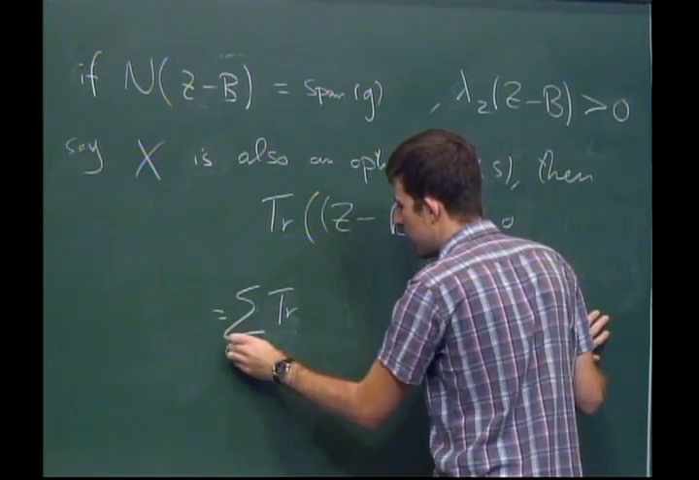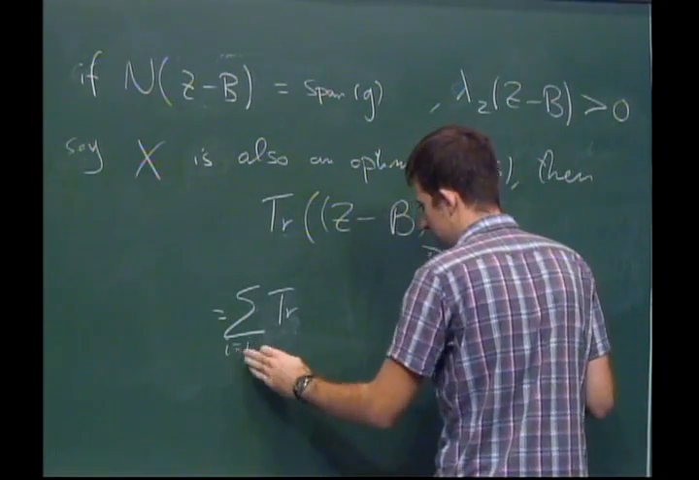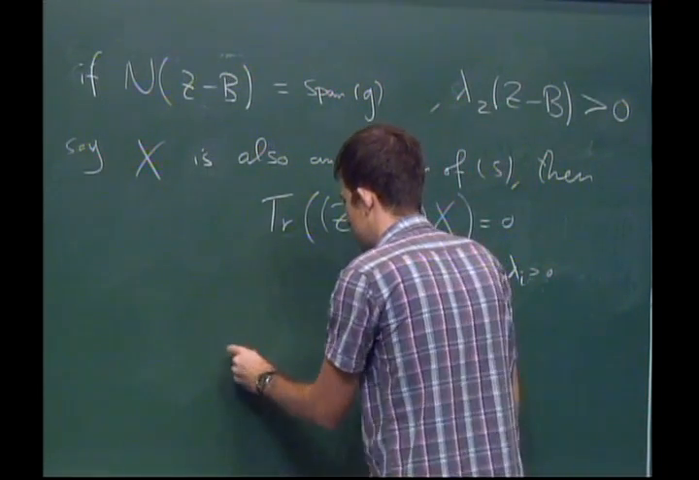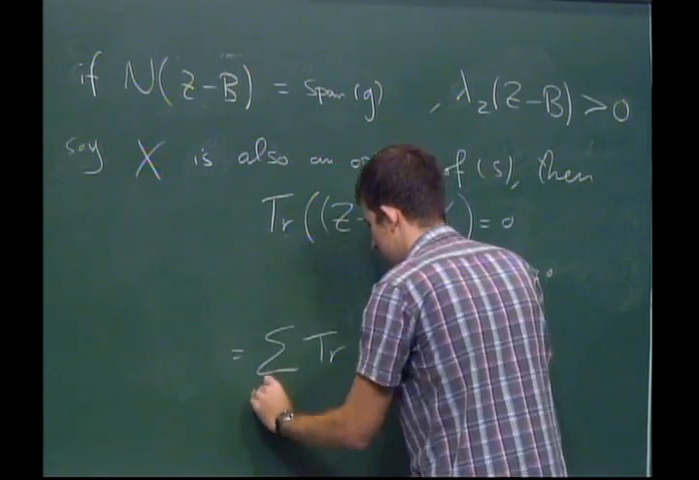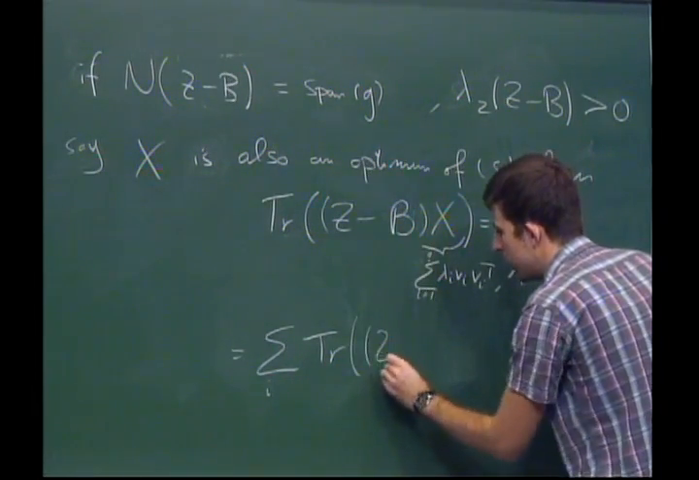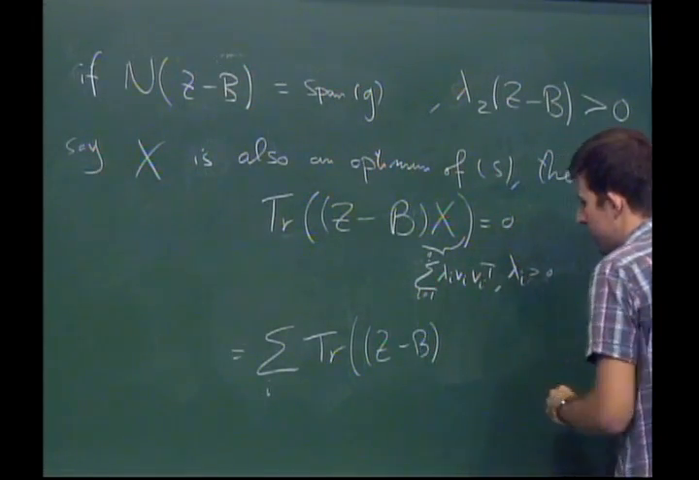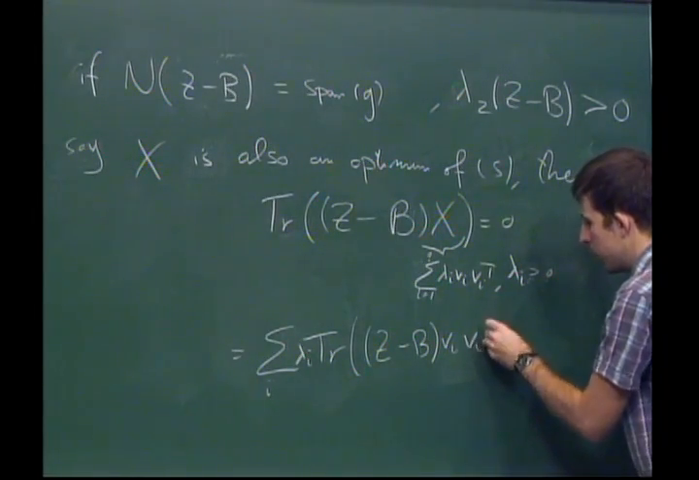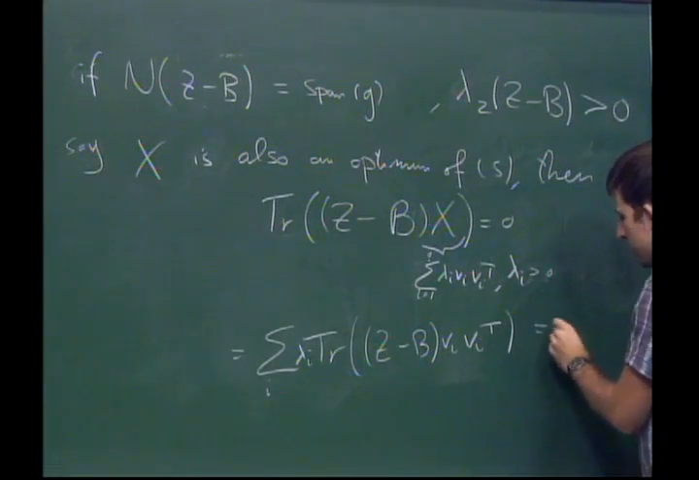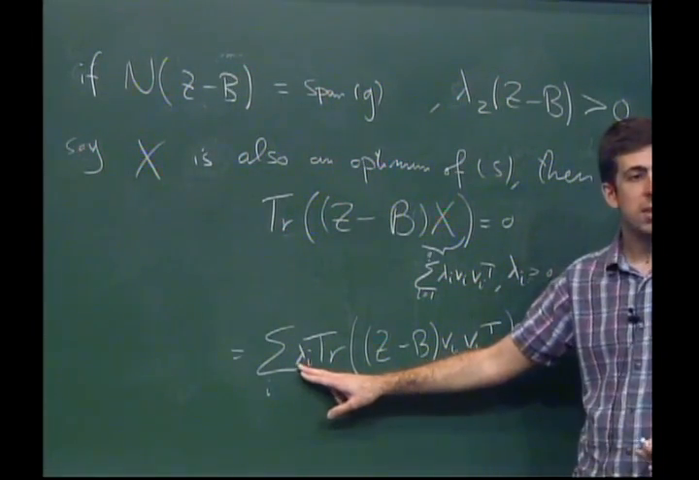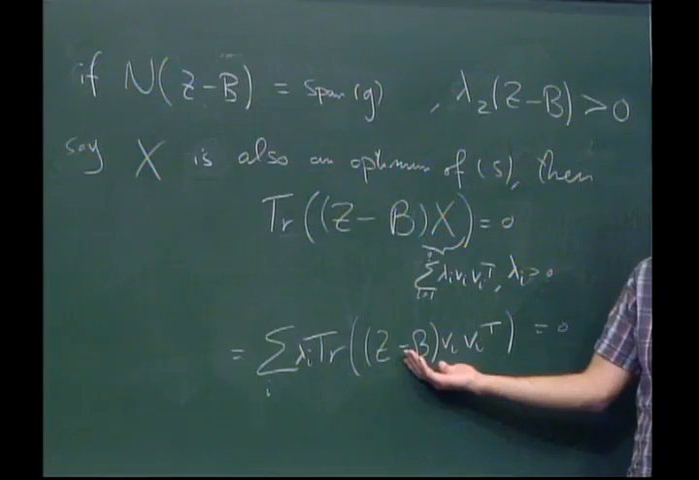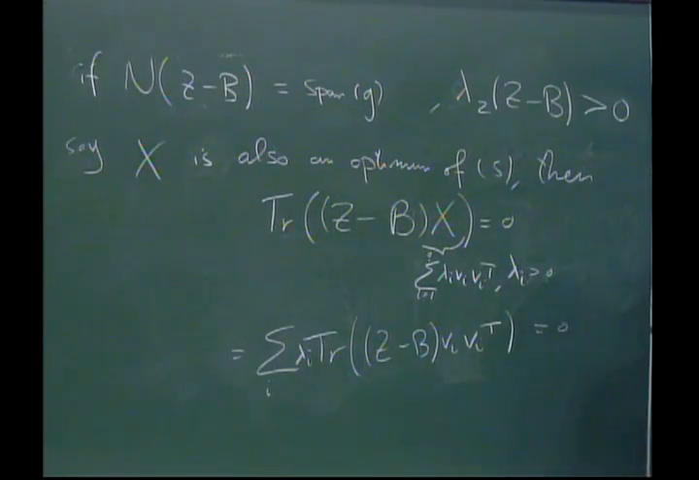And this becomes the same as, what do I have here? Z minus B, lambda i, vi vi transpose, being 0. So these guys are positive. This is a positive semi-definite matrix. Another positive semi-definite matrix needs to be non-negative. This is a sum of non-negative things. So all of them need to be 0.